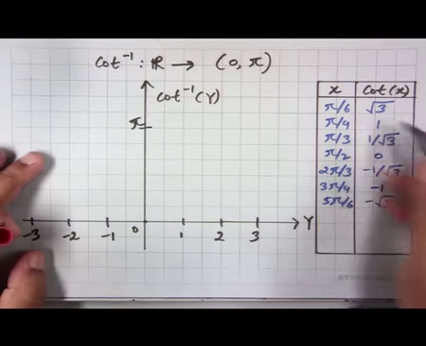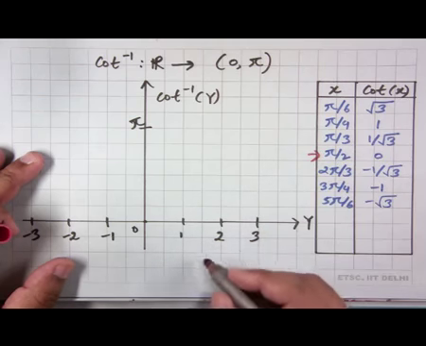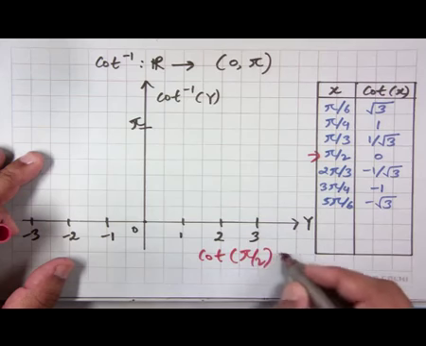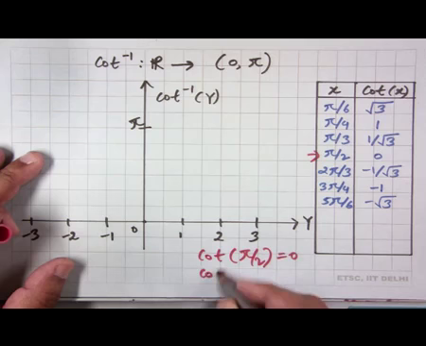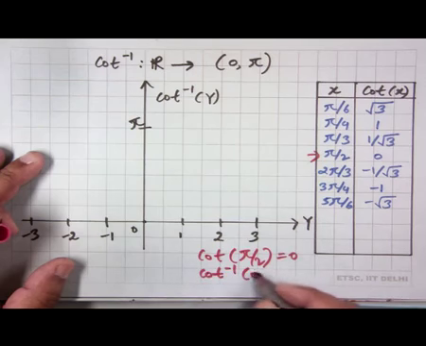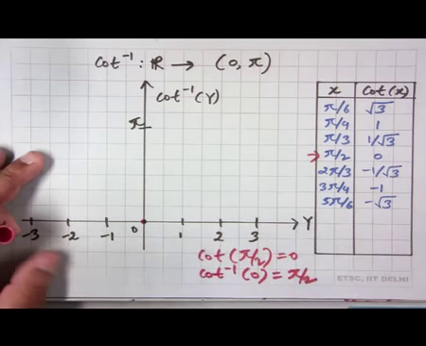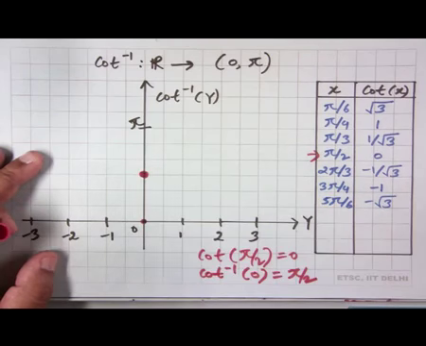Now, we know that, let us start from here. We know that cot of pi by 2 is equal to 0, and therefore, cot inverse of 0 will be equal to pi by 2. So, cot inverse of y equal to 0. So, y equal to 0 is here, and it will be equal to pi by 2. So, pi by 2 is here. So, we get this point on the graph of cot inverse y.